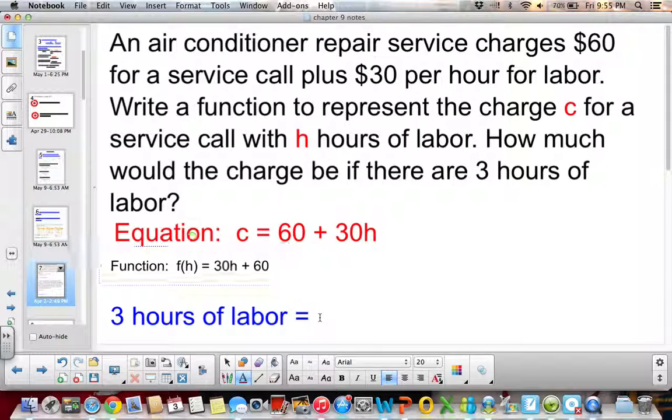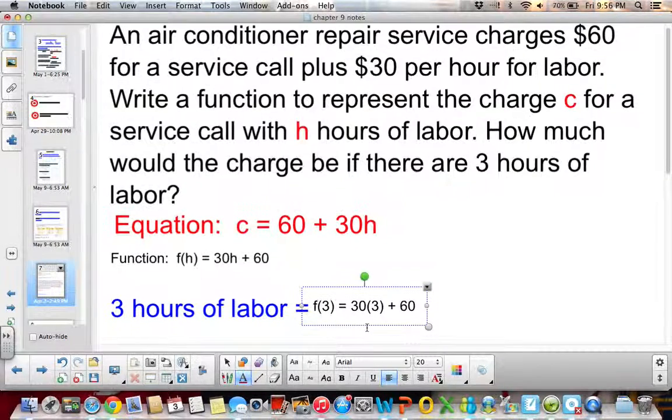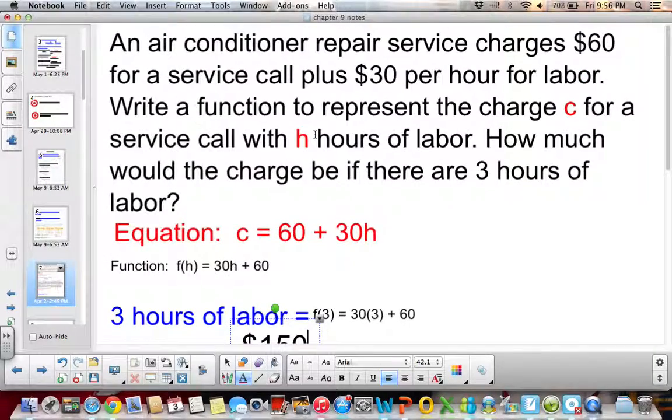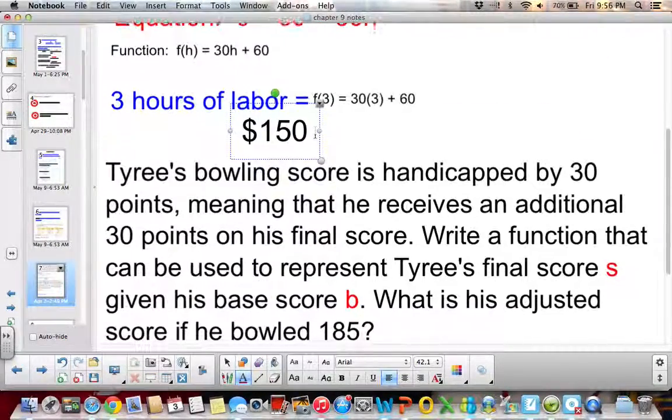So for 3 hours of labor, it would be f of 3 equals 30 times 3 plus 60. So 30 times 3 is 90 plus 60. So 3 hours of labor then would be $150. And now all of a sudden it's nice and small when I want it big. So $150 because you're paying $30 per hour, so 30, 60, 90 plus the $60 service charge.